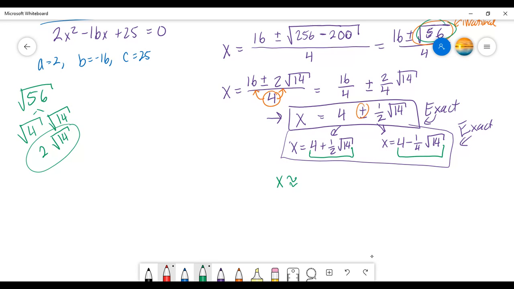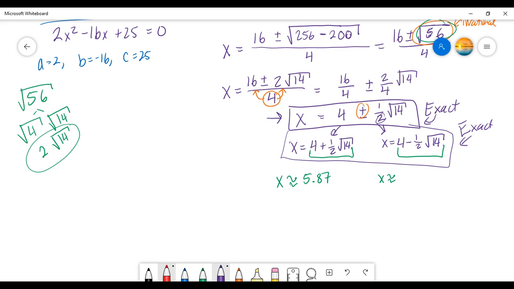So now to approximate it, we just want to put those values into our calculator. So we'll have 4 plus 1/2 times rad 14. And that's going to get us 5.87. Okay? The other possible solution is 4 minus 1. Oh, how did I get 1/4? That should have been 1/2. Still the same. The only difference is that plus or minus. Okay, so 4 minus 1/2 times rad 14.